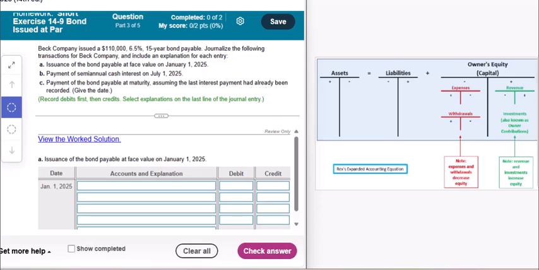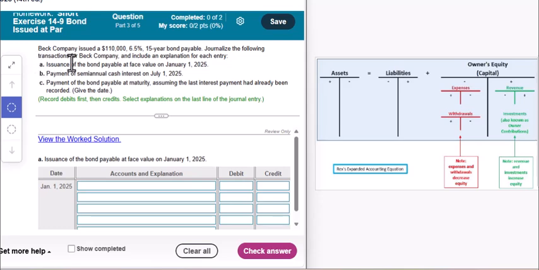Short exercise 14-9, bond issued at par. Beck Company issued a $110,000 6.5% 15-year bond payable. Journalize the following transactions for Beck Company and include an explanation for each entry.